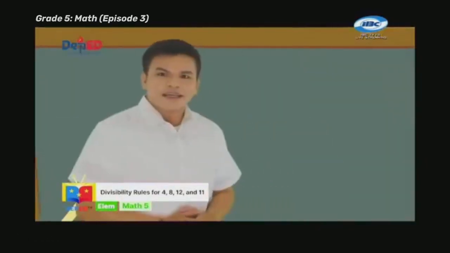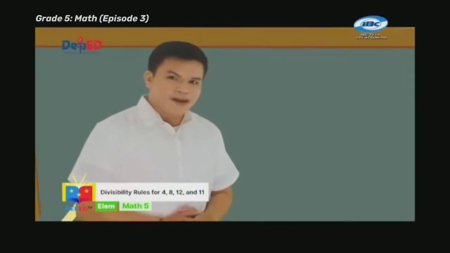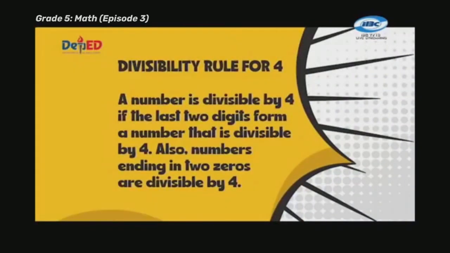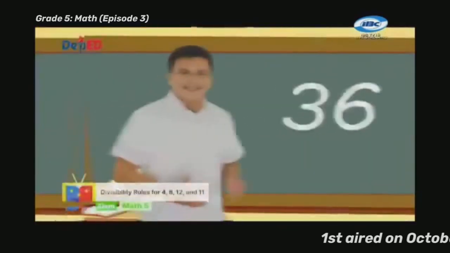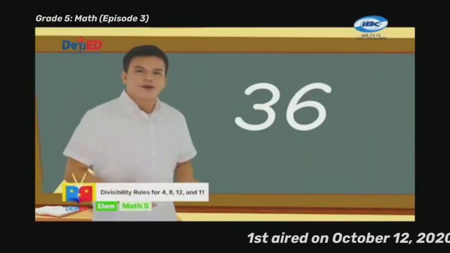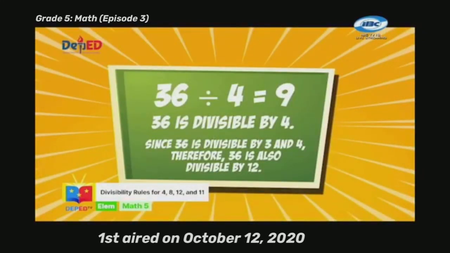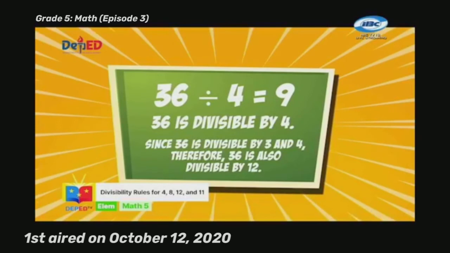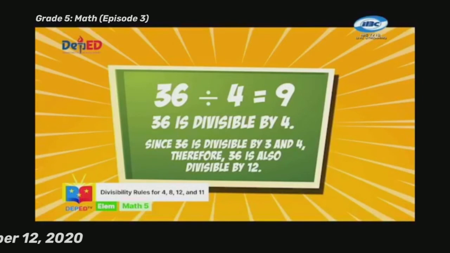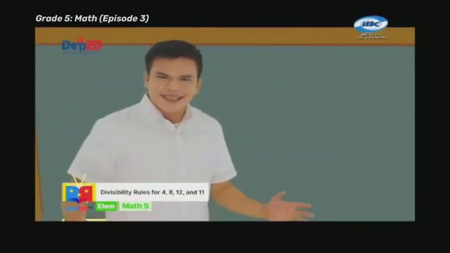Next, let's check if 36 is divisible by 4. A number is only divisible by 4 if the last 2 digits are either 2 zeros or form a number that is divisible by 4. In this case, 36 is our only number. If we divide 36 by 4, the answer is 9. So 36 is also divisible by 4. Since 36 is divisible by 3 and 4, 36 is also divisible by 12. Math heroes, it's drill time!